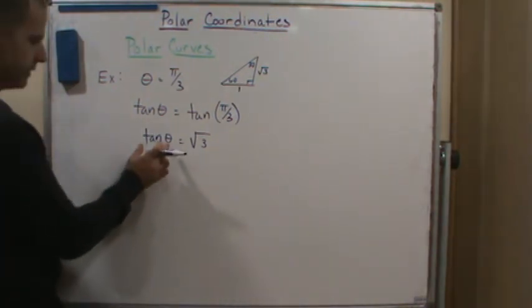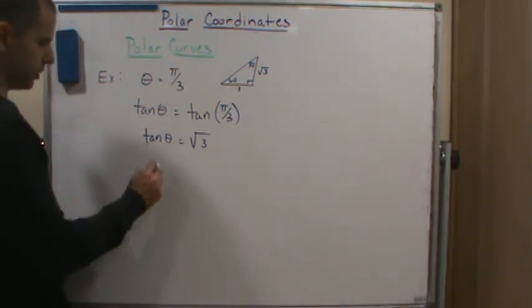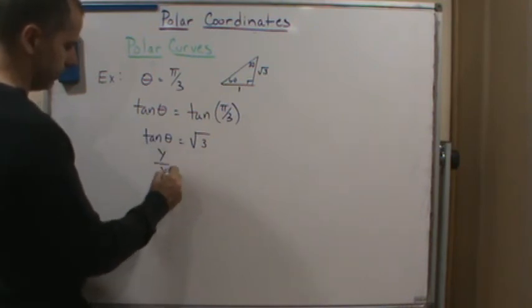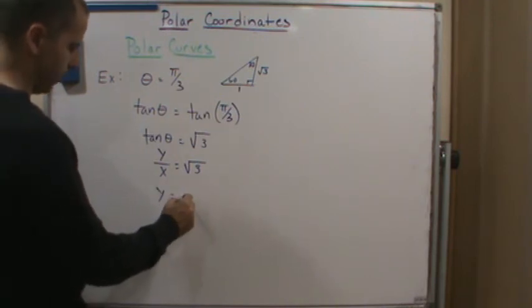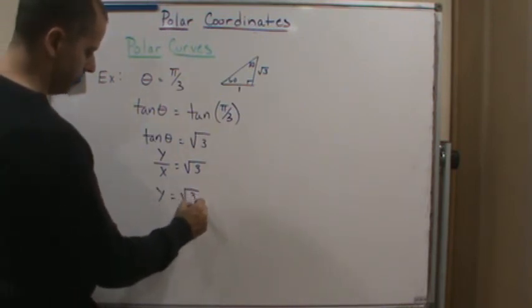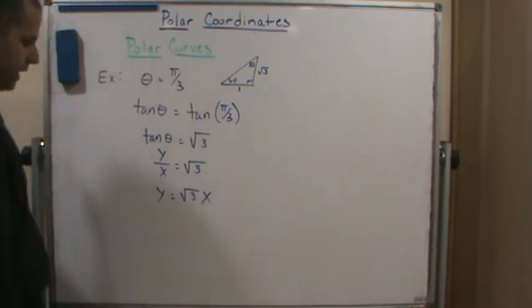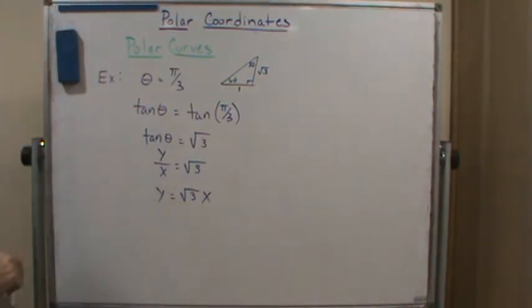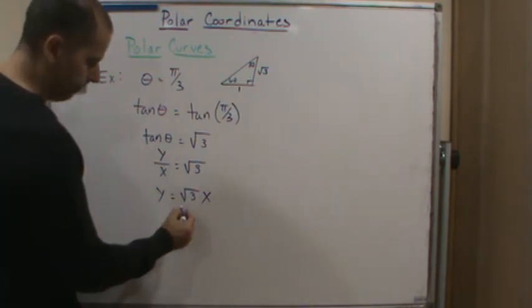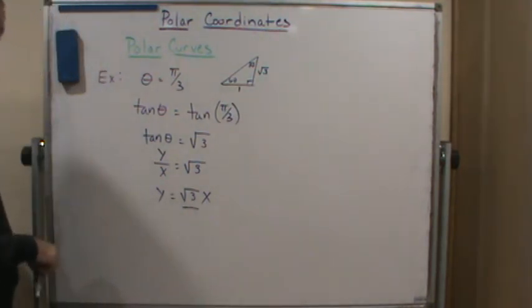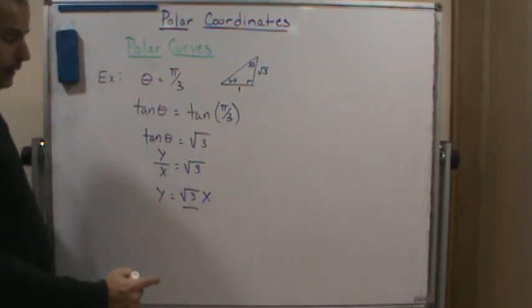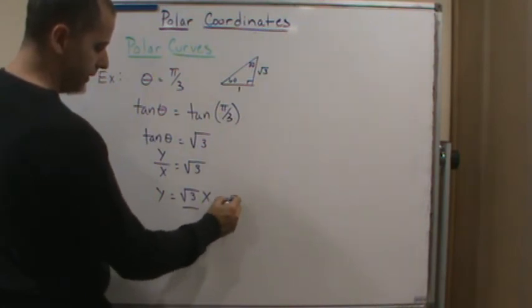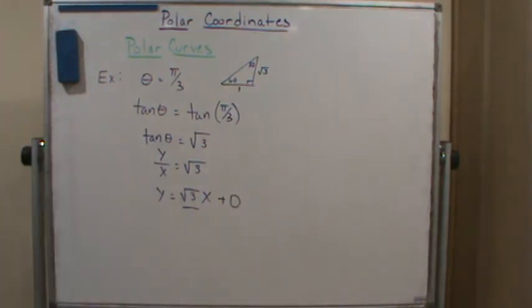Well, what's tangent theta? That's just y over x. And so we get y equals the square root of 3 times x. What is this the equation of? This is the equation of a straight line where the slope of the line is the square root of 3 and the intercept is 0, so it goes through the origin with a slope of the square root of 3.